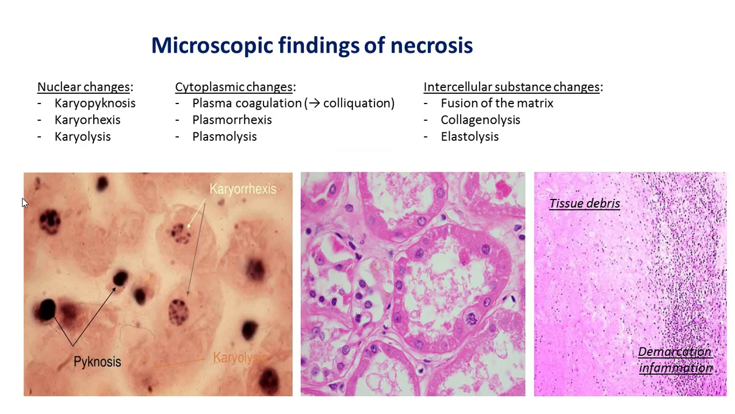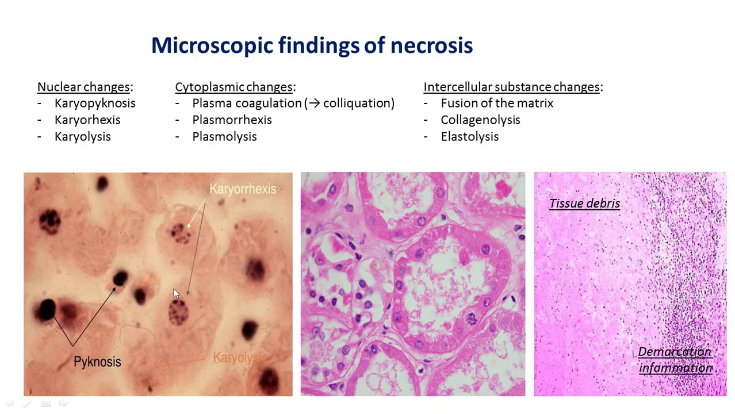Under microscopic investigation, the following changes could be found in a necrotized cell. These changes are found in the nucleus, the cytoplasm of the cell, and also in the intercellular substance. The changes found in the nucleus of the cell are karyopyknosis, karyorrhexis, and karyolysis. Karyopyknosis is shrinking of the nucleus. The nucleus becomes small, the chromatin is condensed, and the nucleus becomes hyperchromic.